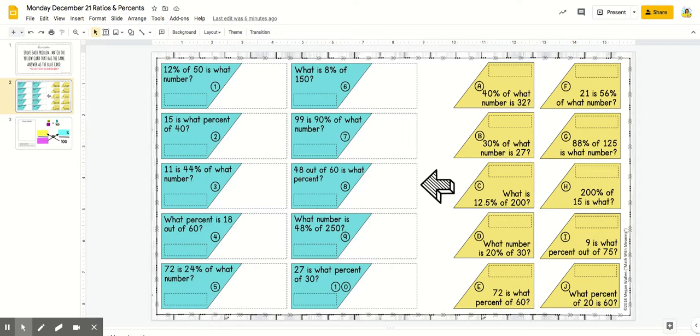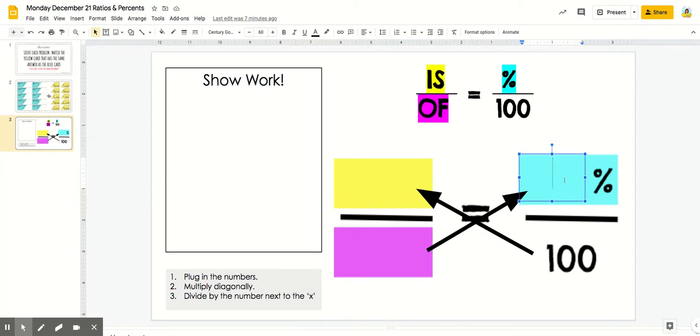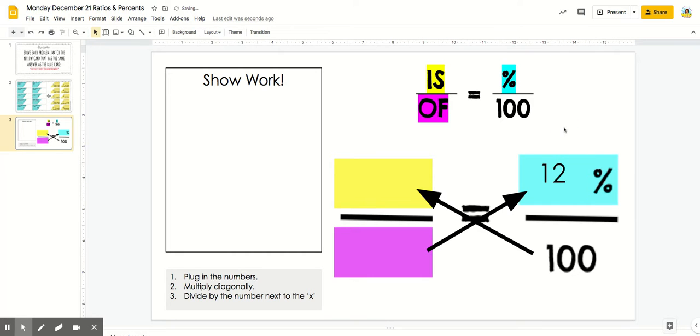Let's do the first three problems together, number 1, 2, and 3. Looking at number 1, it's asking us, 12% of 50 is what number? The first thing I see is a 12%. That percent is important. Percent matches up with my blue box, so I can put 12 there.